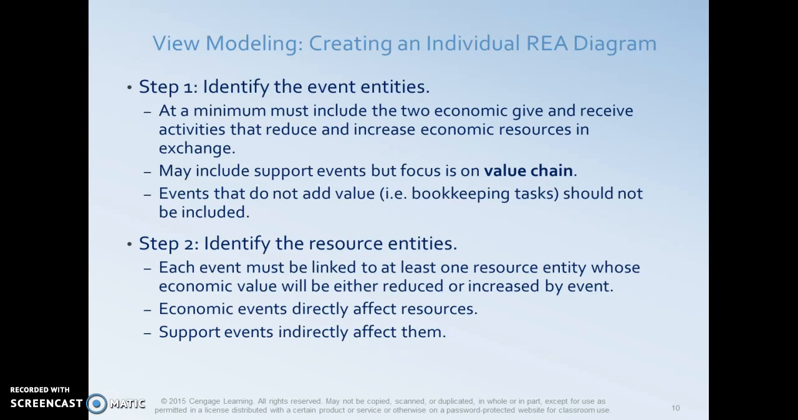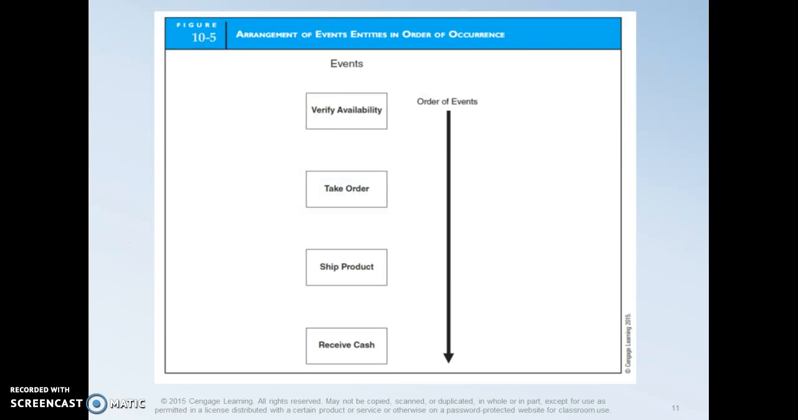So we're going to identify the resource entities. Each event must be linked to at least one resource entity whose economic value will either be reduced or increased by the event. Economic events directly affect resources. Support events indirectly affect them. So this is the arrangement of events. Like I said, it's like order of operations. Everything has to be in the order in which things occur.